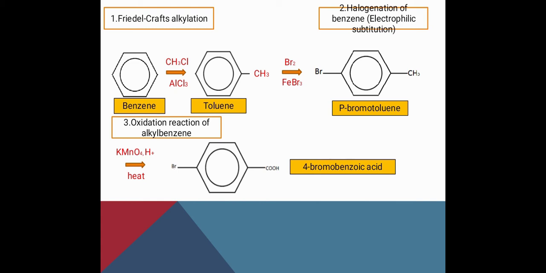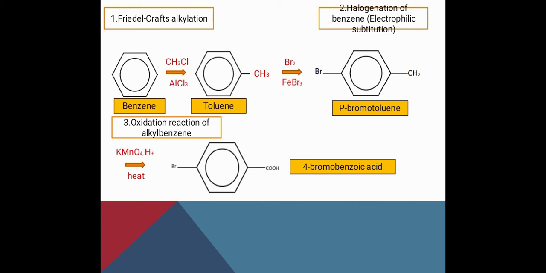Second, halogenation of alkyl benzene, which is electrophilic substitution. Toluene will react with Br2 in the presence of FeBr3. The alkyl group in the toluene is an ortho-para director, so the products will be p-bromotoluene and o-bromotoluene. But in this question, we use p-bromotoluene.